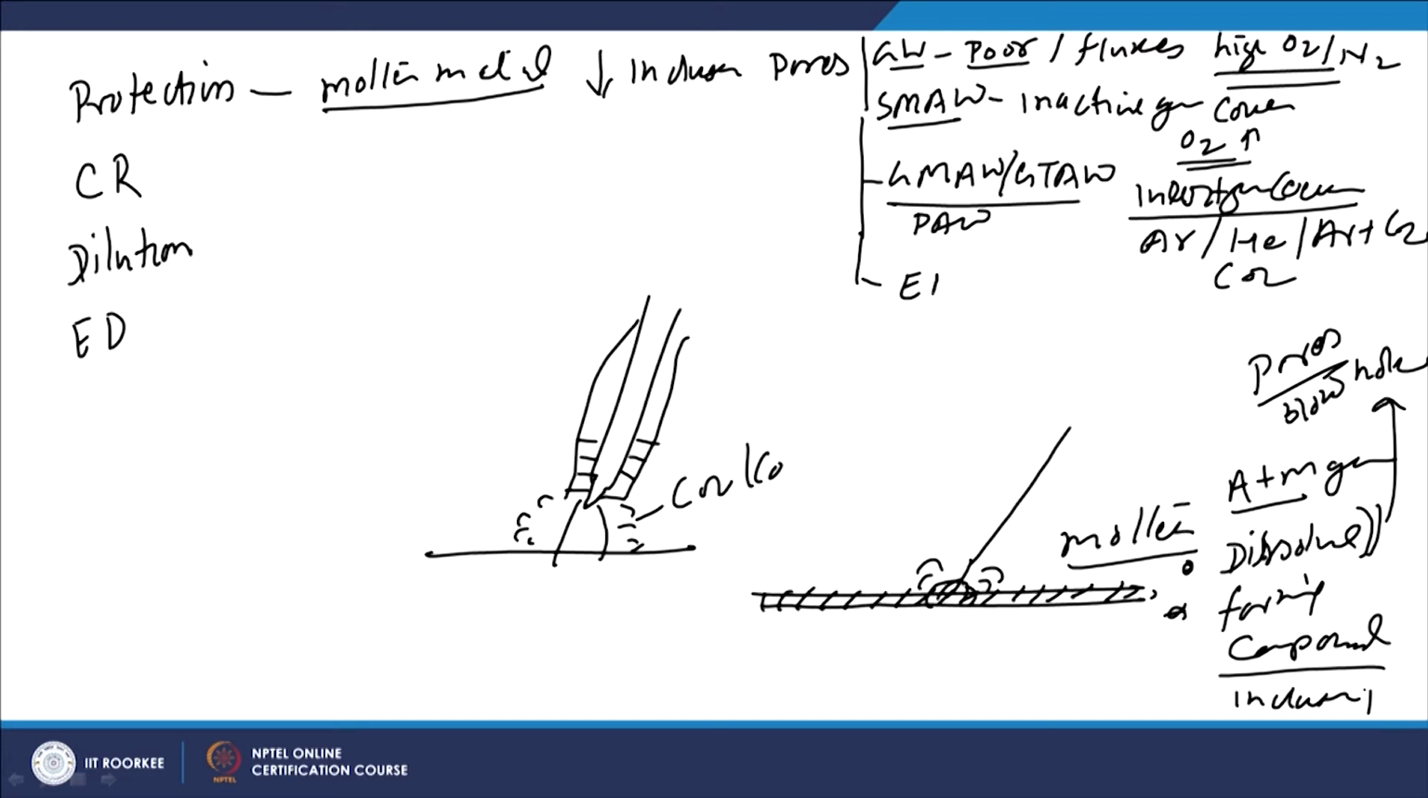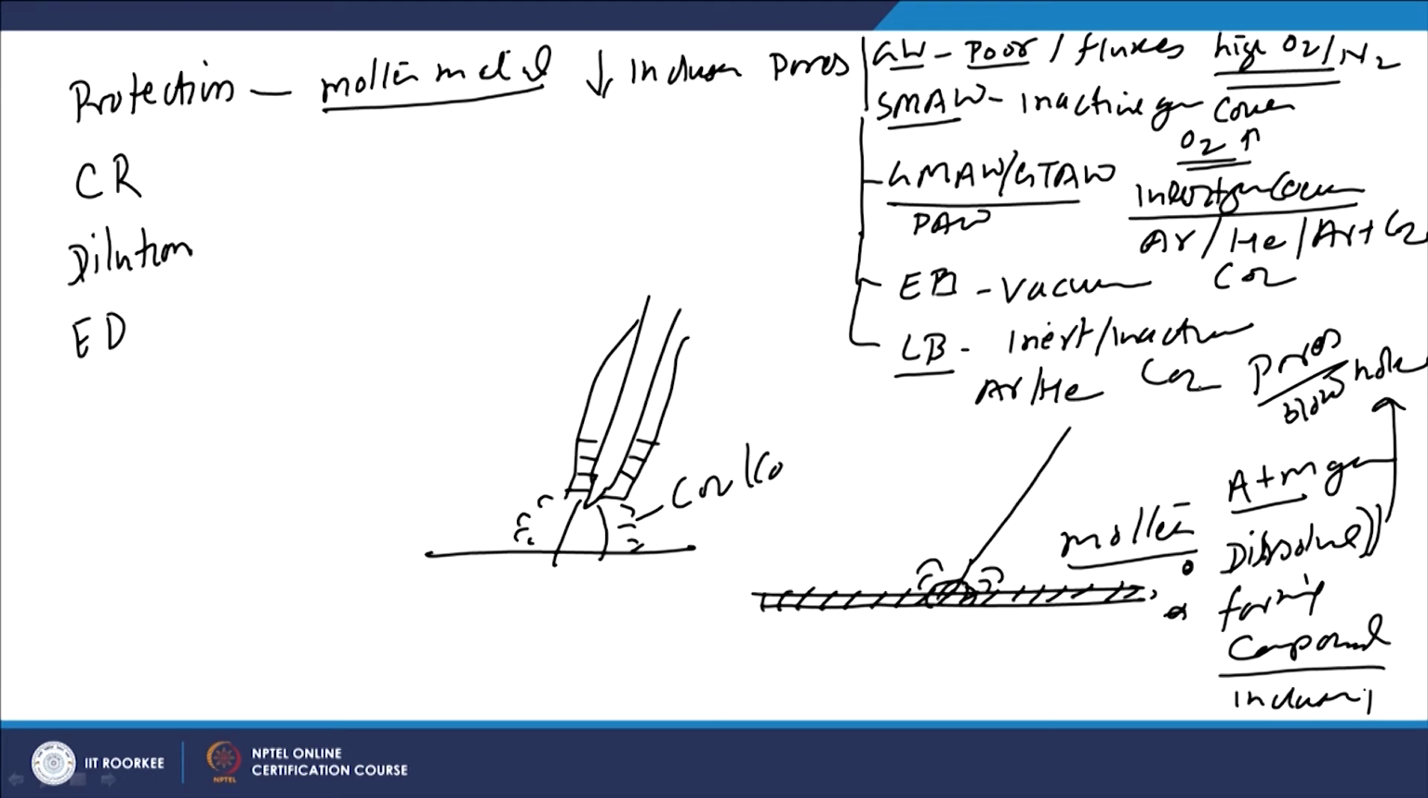For electron beam welding, weld deposition using the electron beam process, we basically use vacuum to take care of all atmospheric gases so that they do not interact with the molten metal, while the laser beam process can be performed under the influence of inert or inactive gases, inert gases like argon or helium, inactive gases like CO2. So, these are the different approaches associated with the different processes.